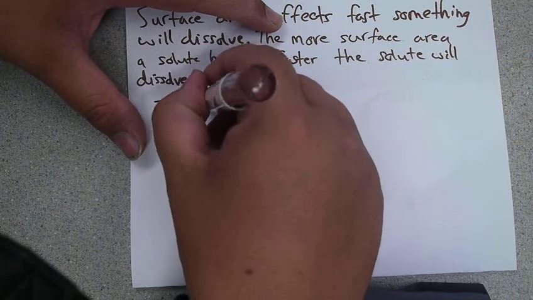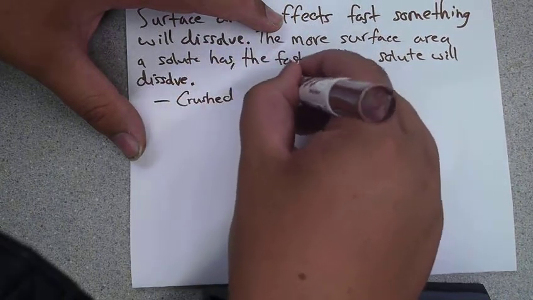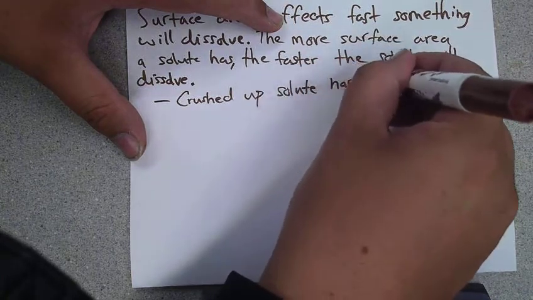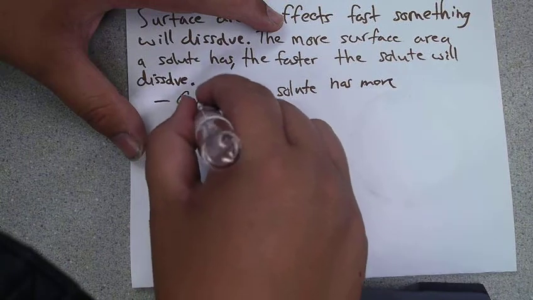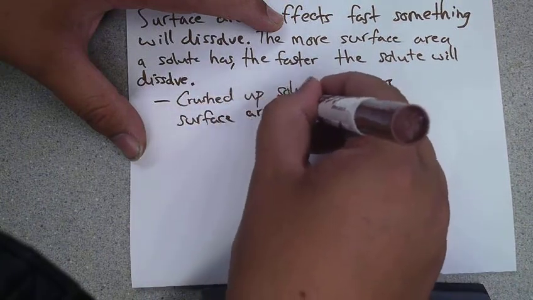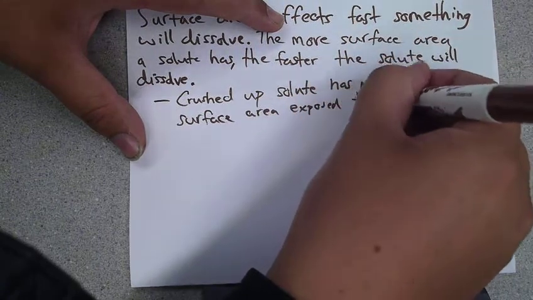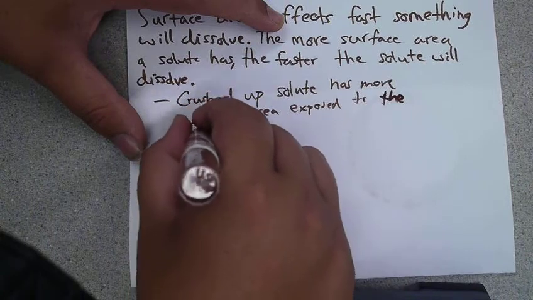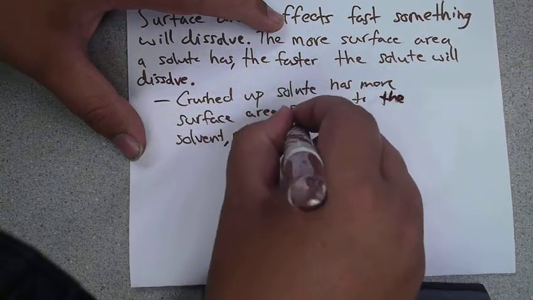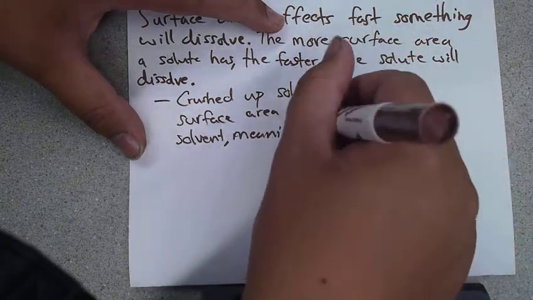So if we turn that into a cogent sentence: crushed up solute has more surface area exposed to the solvent, meaning it will dissolve, meaning it will interact with the solvent more, I should say.